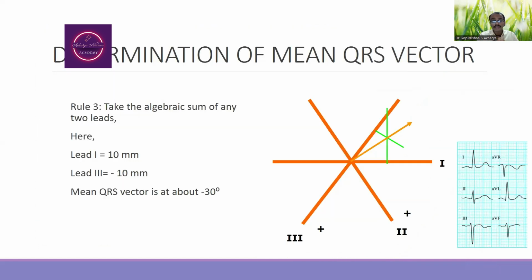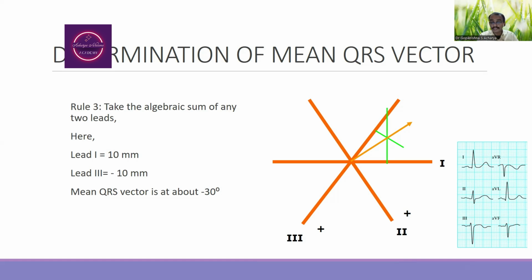When you think about rule 3, this can be applied to any electrical axis. So we have to identify the algebraic sum of any two frontal plane leads. We can take 1 and 2, 1 and 3, 1 and aVR, 1 and aVL, and 1 and aVF, or any two frontal plane leads only. Based on that, we have to make the algebraic sum of electrical deflections, and that has to be jotted down in the hexaxial reference system.